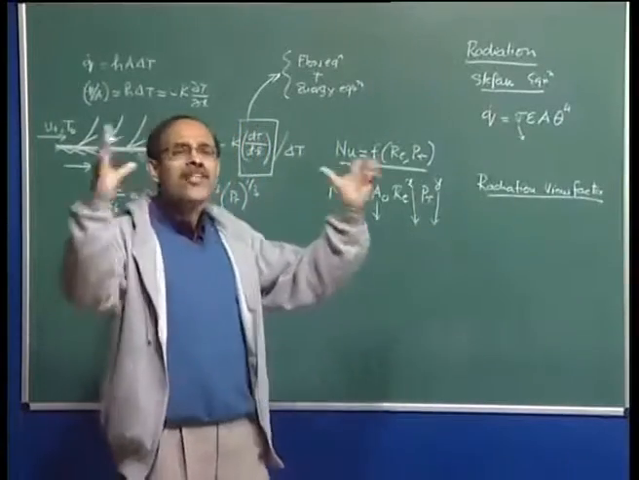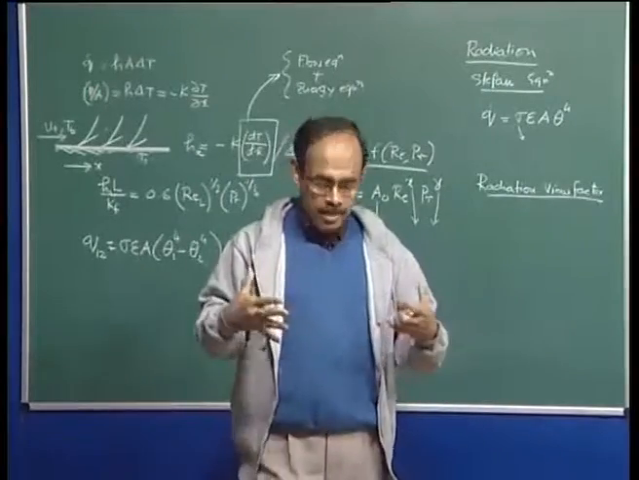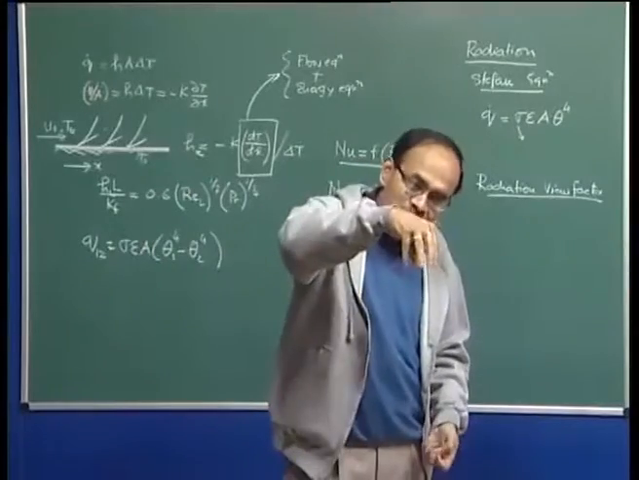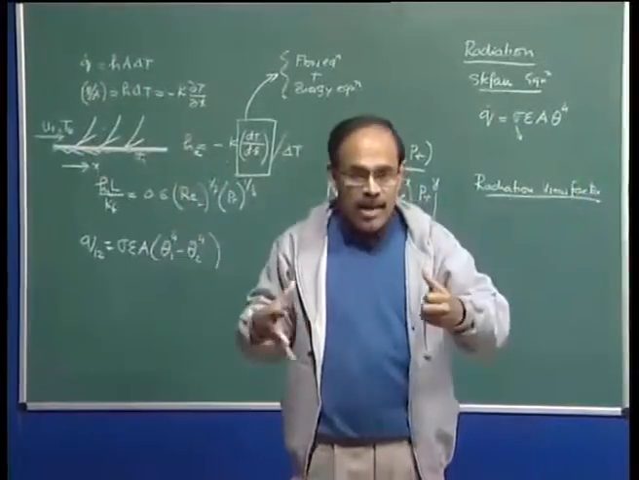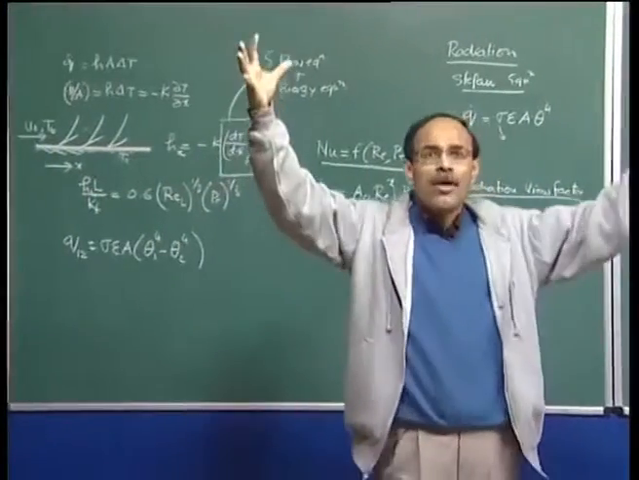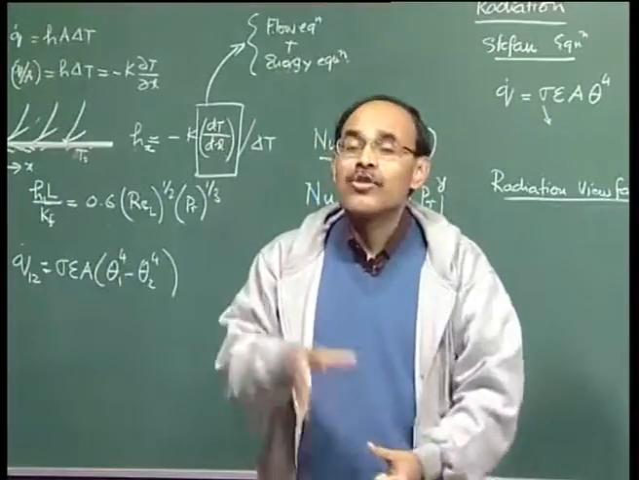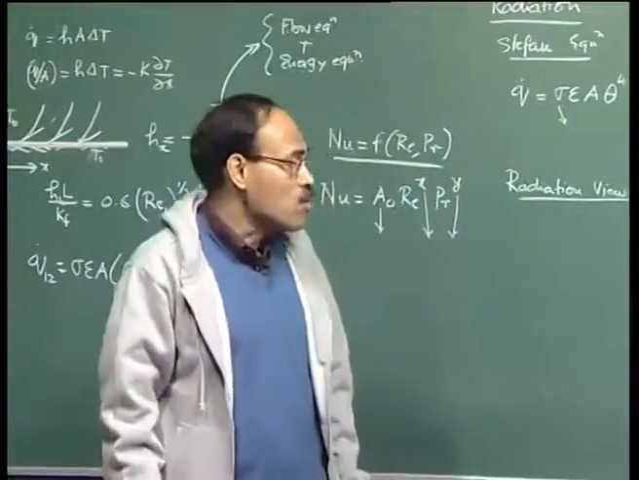For example, if you consider this room as one object, or imagine that a furnace is there, and in that furnace a solid ingot is placed, then the furnace is radiating energy in proportion to its absolute temperature raised to the power 4, but all these radiations are going to be intercepted by the solid object. So in this case we can say that the radiation view factor is going to be equal to 1.